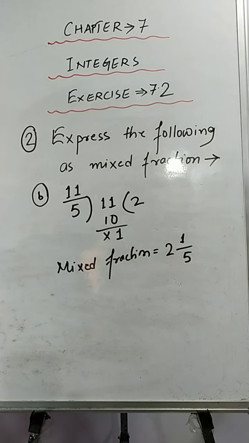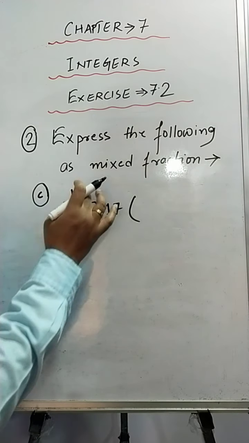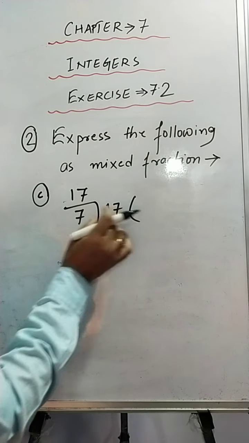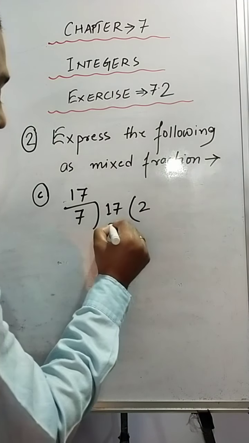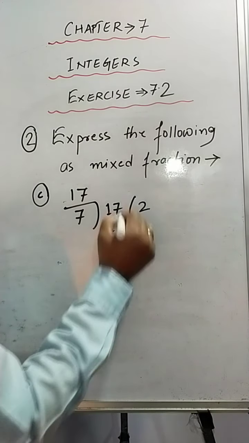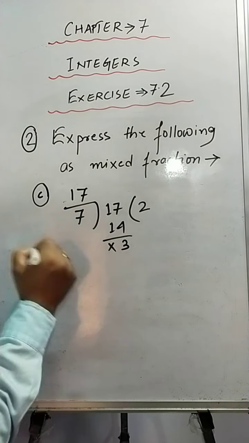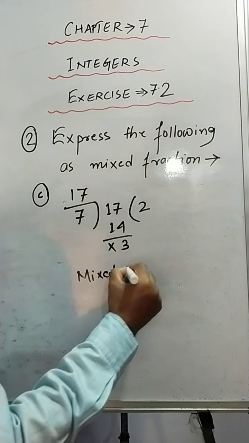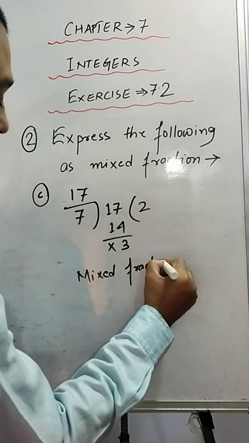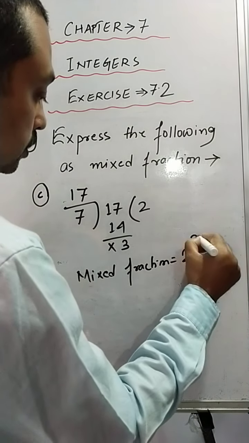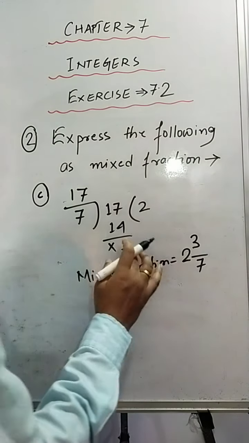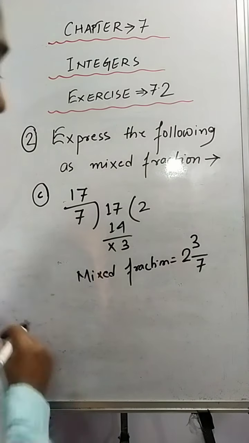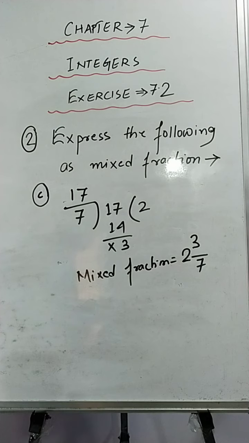Now let's move on to sum number C. 17 by 7. So we have to divide 17 by 7. So 7 2s are 14. So what is the difference? 17 minus 14 would be 3. So our required mixed fraction would be 2 3 by 7. Yes. Okay. Now let's move on to sum number D.